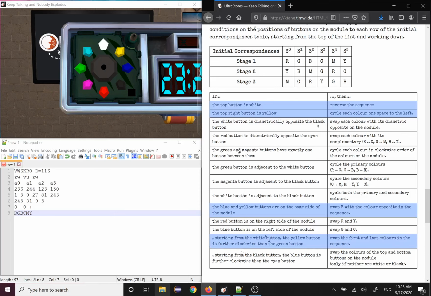Now that we have all the rules that we want to apply, we can apply them, obviously. And we see that we would need to reverse the sequence.